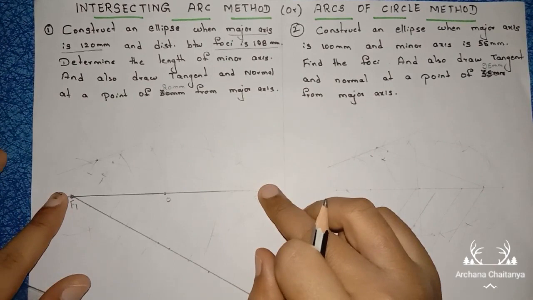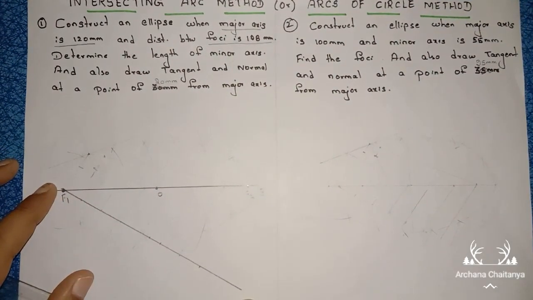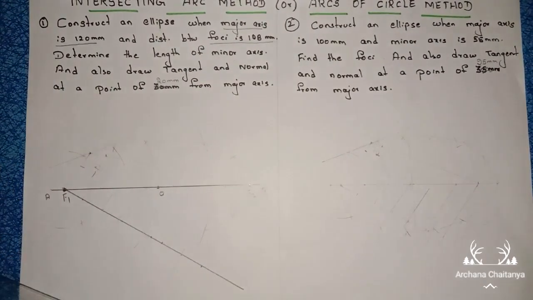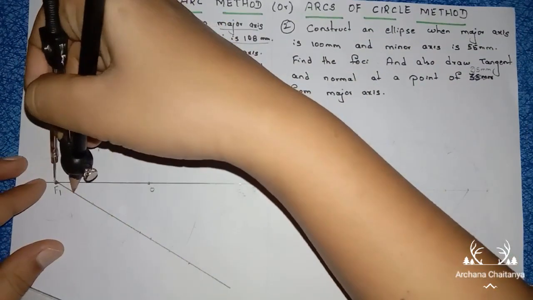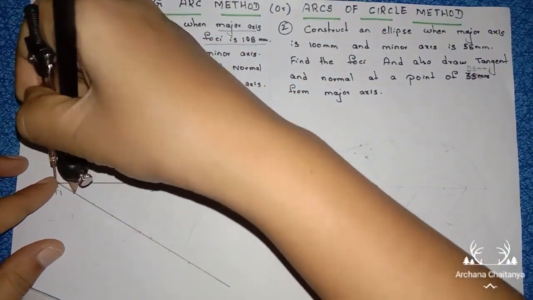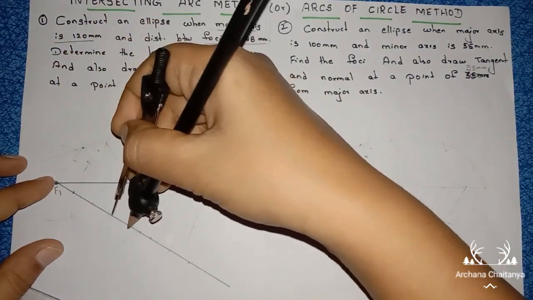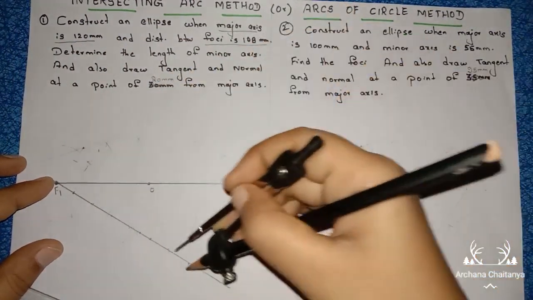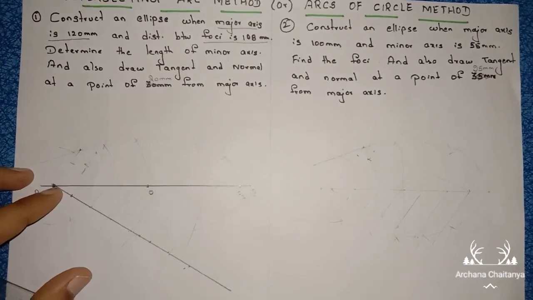So how to divide a line into equal parts? By taking a 30 degrees angle. What is the process? With the help of a compass, take any radius and mark 1, 2, 3, 4, 5, 6 and 7. Here I am dividing into 7 equal parts.